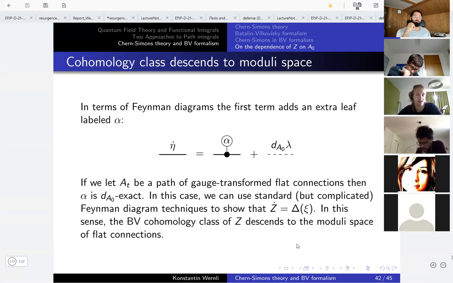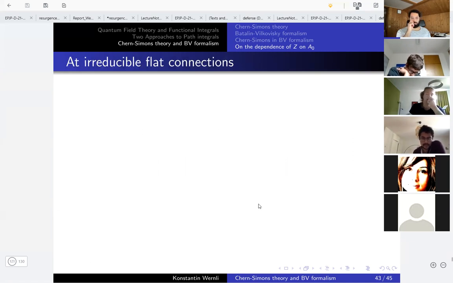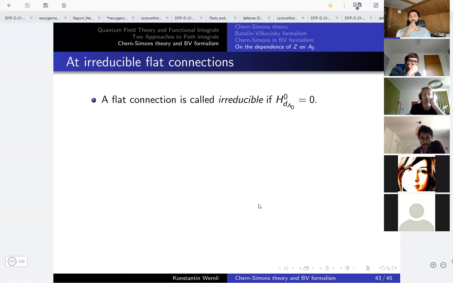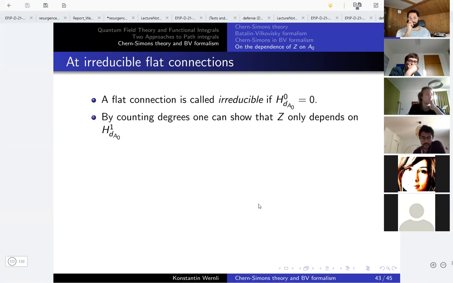So the BV cohomology class of this partition function will descend to the moduli of flat connections. And now there's a particular type of flat connections that are called irreducible. Irreducible flat connections are when the zeroth cohomology of that flat connection vanishes. And in that case, the partition function only depends on the parts of the cohomology in degree 1. So in principle, it depends on all degrees, but if you don't have cohomology in degree 0, it only depends on the cohomology in degree 1.